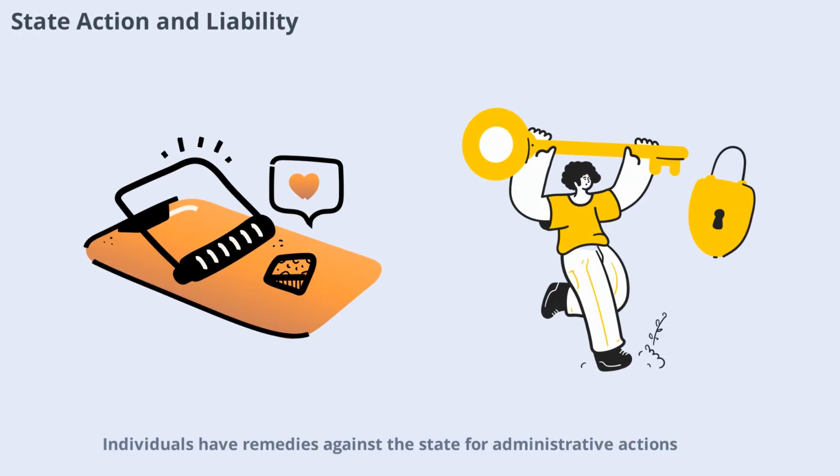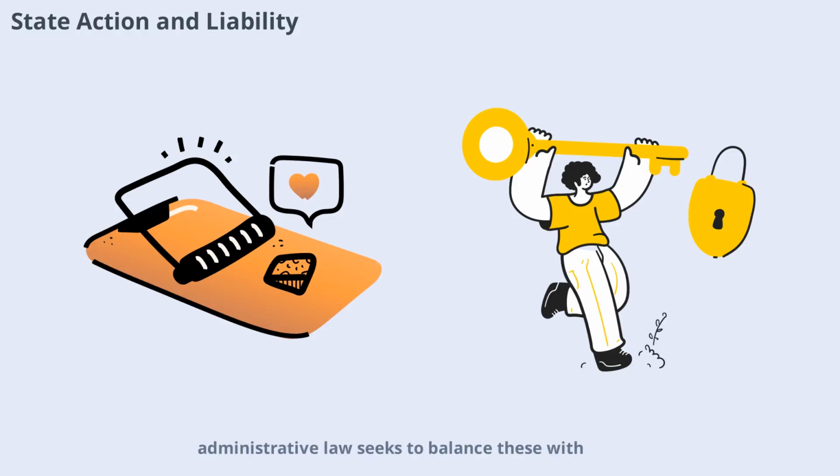Individuals have remedies against the state for administrative actions, but these may be limited by certain privileges and immunities. While the state enjoys some protections, administrative law seeks to balance these with the need for accountability in a democratic society. The Constitution allows the government to sue and be sued, ensuring that citizens can seek redress when harmed by state action.